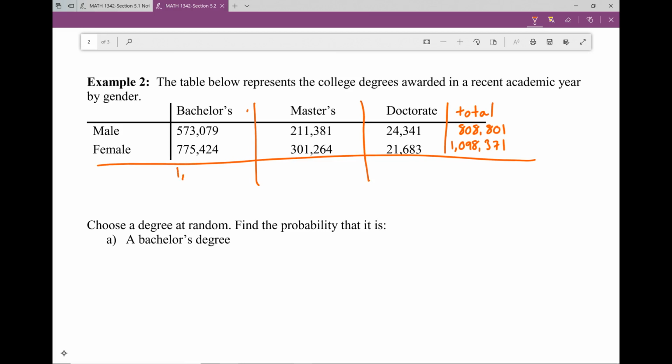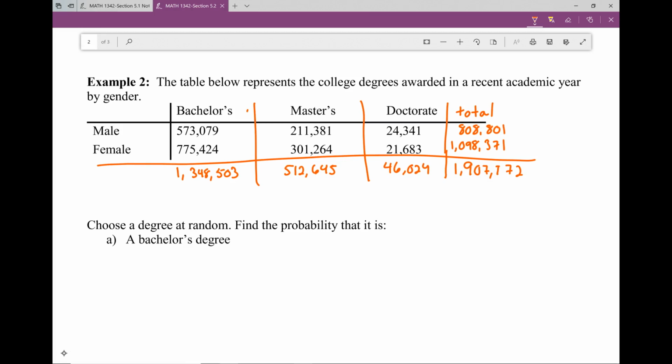I need to do the same thing for each individual degree. So I have 1,348,503 bachelor's degrees, 512,645 master's degrees, and 46,024 doctorate degrees. If I add these two numbers up, the male and the females, and then I add up all of these, I get a total of 1,907,172 individuals.